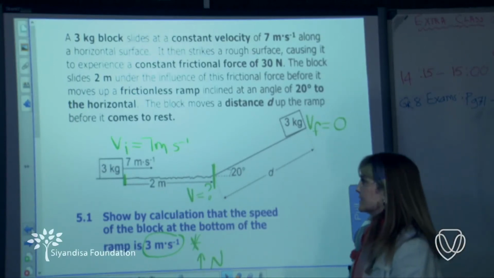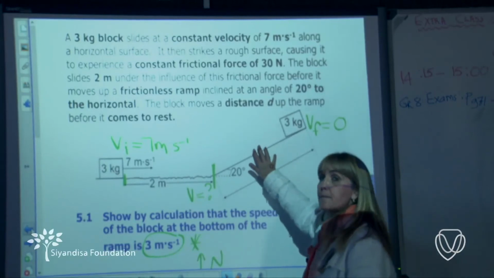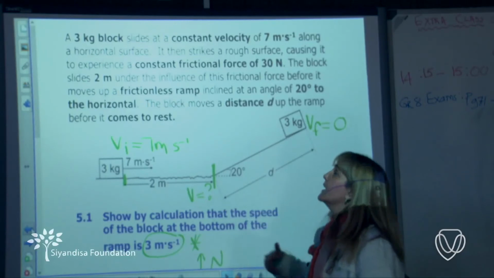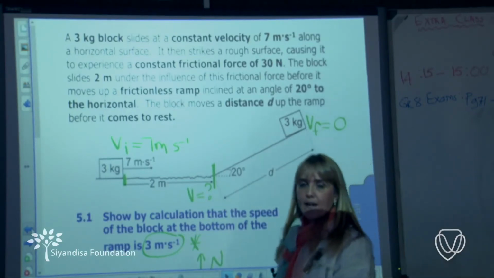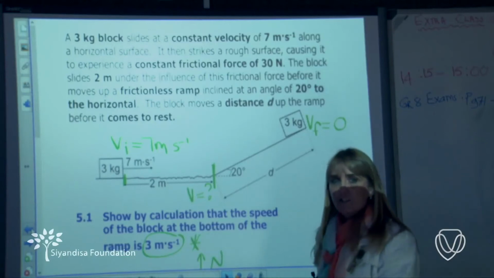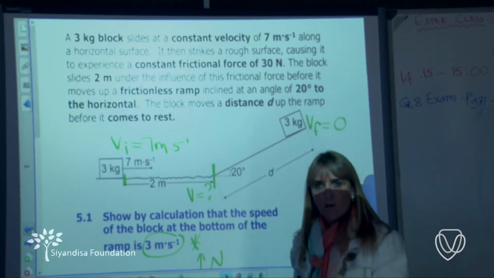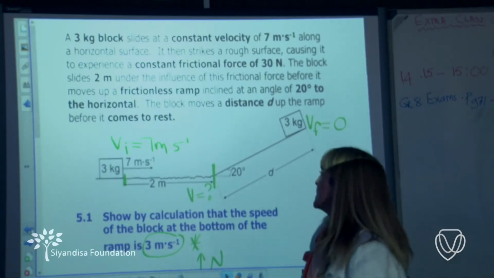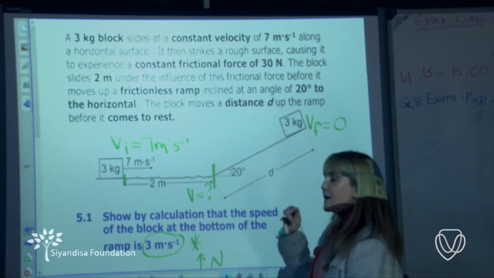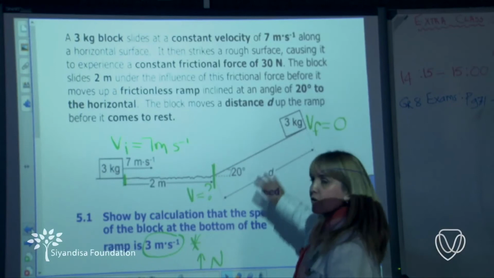Question 5.2 says, draw a free body diagram showing all the forces acting parallel to the incline as the block moves up that ramp. Now, the most important thing to remember here is that this is a frictionless surface. So there will be no frictional force acting on the object. Secondly, nobody is pushing the block. Nobody is pulling the block, which means that there is no applied force acting on the object. So what is the only force acting parallel to the surface?